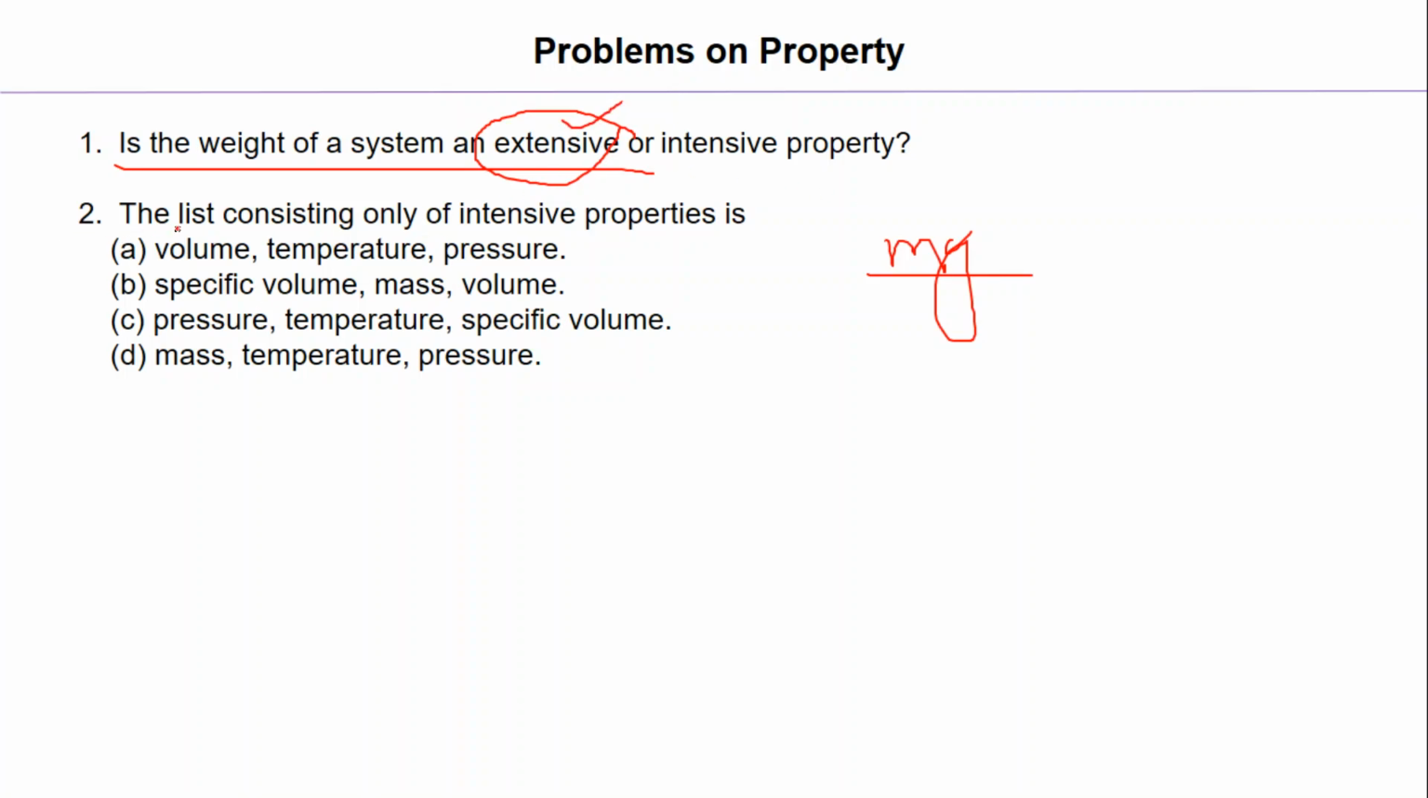Another one: the list consisting only of intensive properties is, so only intensive property means independent of mass. So these are the options. I would like you to solve this problem, and we can discuss it in the comment section if you have any problem, and you can mention your answer also in the comment section.